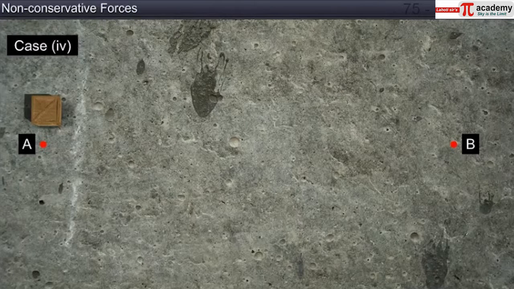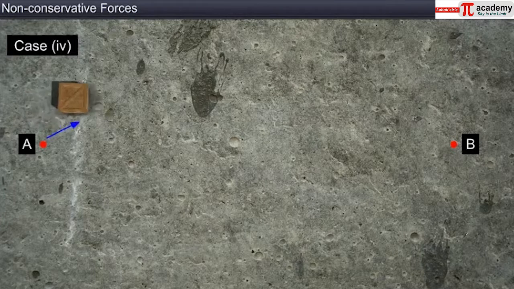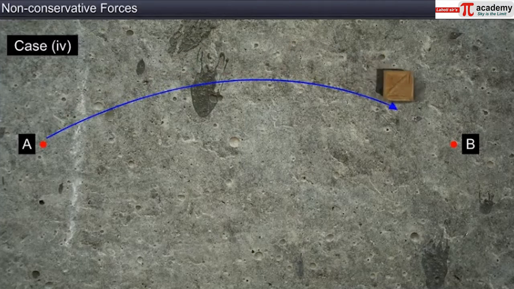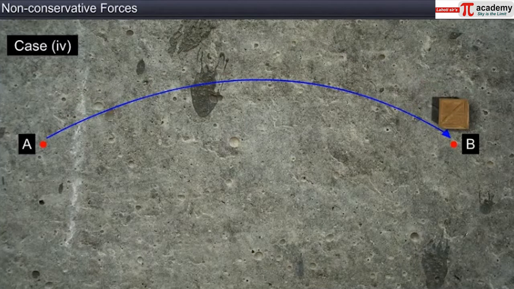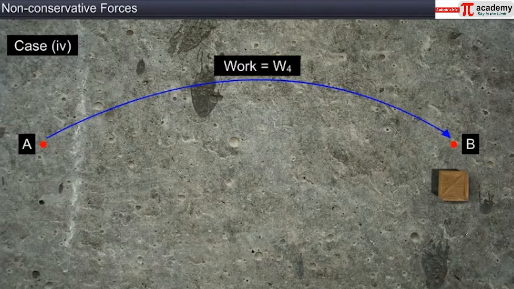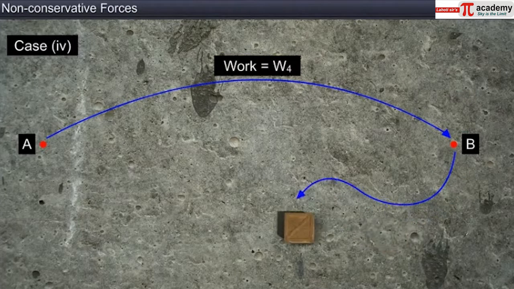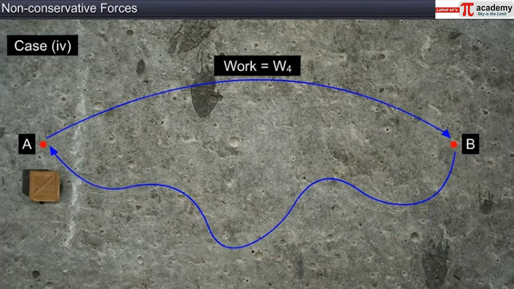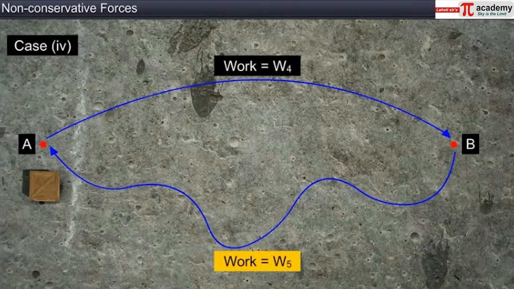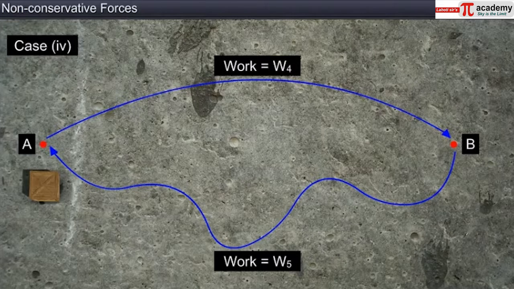Let us look at the fourth case, where the block moves along a closed path on the rough surface. The block moves from point A to point B along the path as shown here. Let the work done in moving the block along the path against the friction be W4. The block moves back from point B to point A along the path shown. Let the work done in moving the block along the path be W5. Here also, work is done against friction.